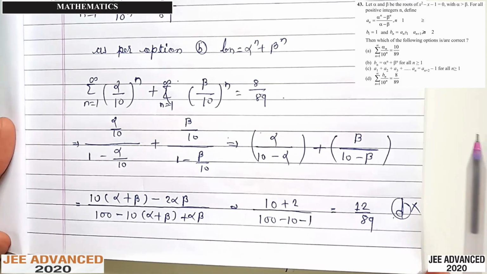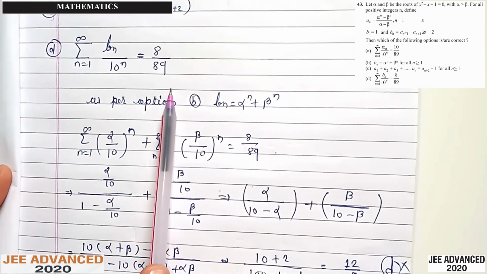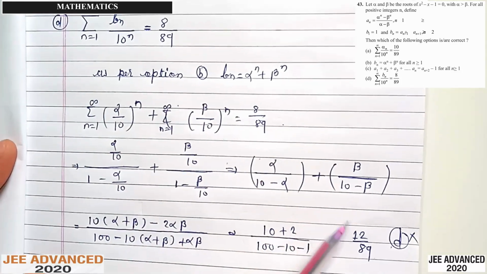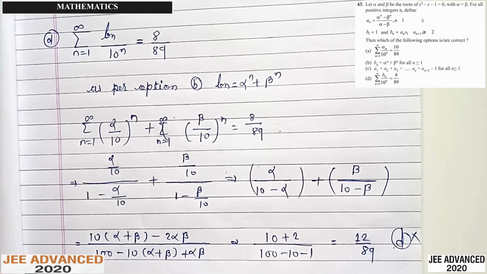But in our option D, they have given 8 by 89 as the required answer. So this is not true. Option number D is wrong over here. So I hope you all have understood my 4 options, which are completely based on the factors and quadratic equation. I used some concepts from progression also.